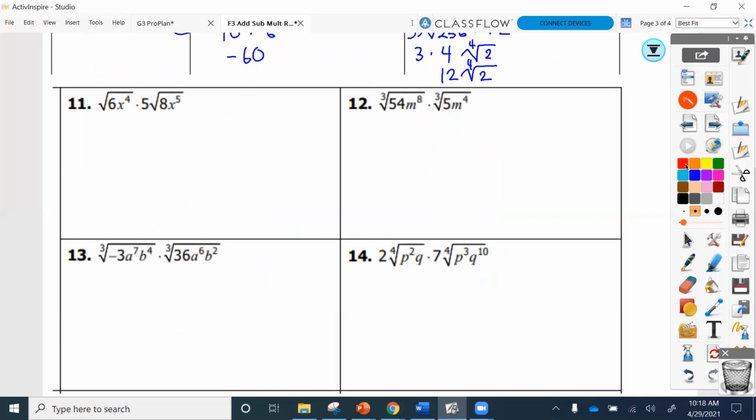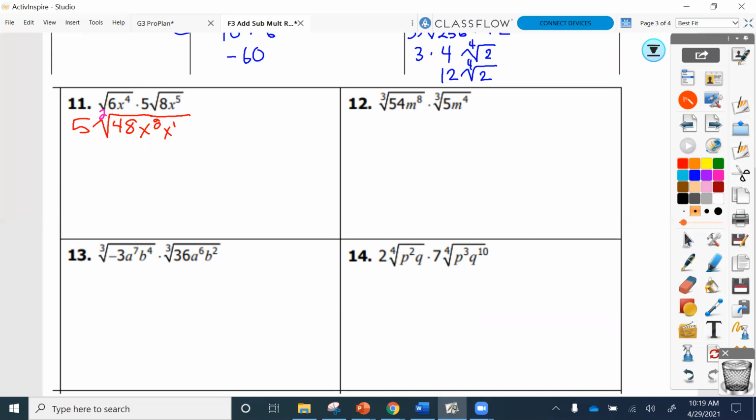All right, so we're going to multiply the coefficients on the outside. The only coefficient on the outside is 5. Then we'll multiply the inside. So we've got 6 and 8, that's 48. And x to the 4th and x to the 5th, well, that's x to the 9th. So I'm going to write this as x to the 8th because I want it to be divisible by this index, which is implied to be a 2. But I have a total of 9 x's, so I have to add another x to the first there.